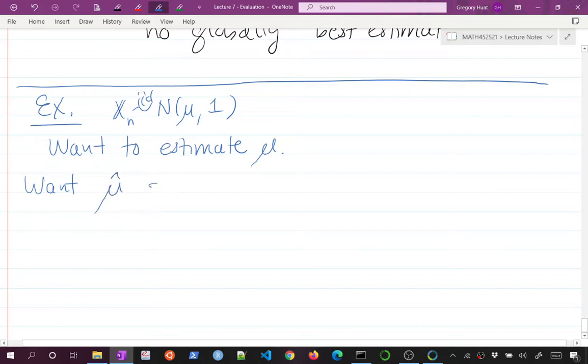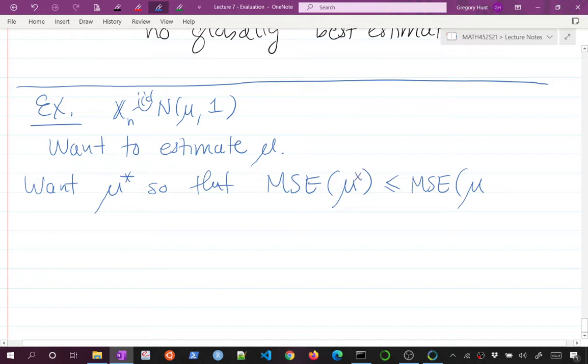And we want mu hat so that the MSE for mu hat is less than or equal, we'll allow less than or equal, to the MSE of, let's say, mu. In fact, let's change our notation. Let's call it mu star is going to be our best estimator. We can call it mu hat star. Why not?